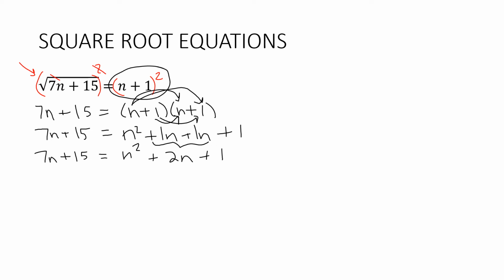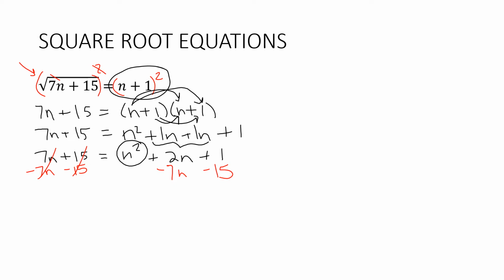Okay, so what we have now is actually a quadratic equation, and as soon as you see that n squared there, you want to think about factoring. But you've got to get everything to one side before you can factor it. So we're going to take the 7n plus 15 and move it all over to the other side. So I'm going to do minus 7n over here. Make sure you stack those like terms. I'm going to take the plus 15 and subtract 15 from both sides.